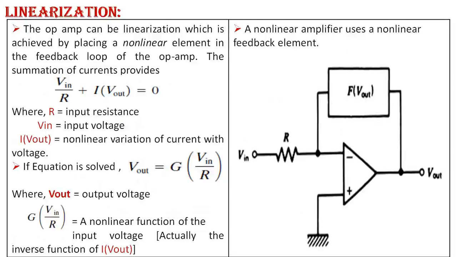Next one is the linearization. The op-amp can be used for linearization, which is achieved by placing the non-linear element in the feedback loop of the op-amp. Summation of currents provides Vin upon R plus I(Vout) is equal to 0, where R is the input resistor, Vin is the input voltage, and I(Vout) is the nonlinear variation of current with voltage. If the equation is solved, Vout is equal to G(Vin upon R), where Vout is the output voltage and G(Vin upon R) is a nonlinear function of the input voltage, actually the inverse function of I(Vout). A non-linear amplifier uses a non-linear feedback.